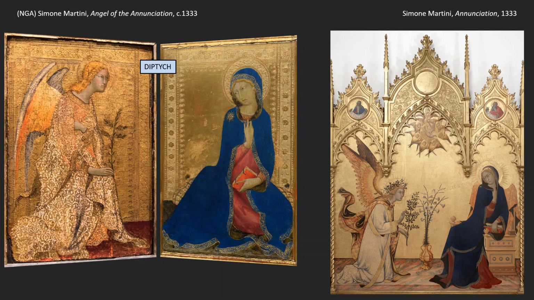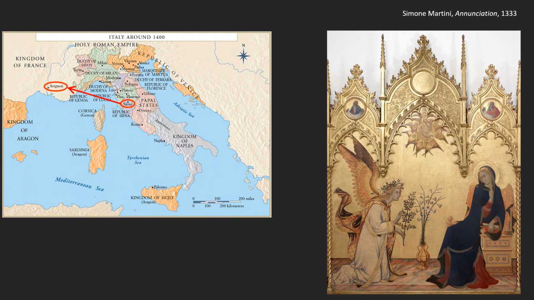Simone Martini is an important artist, not only because he was asked by the city of Siena to make a work of art to flank Duccio's Maestà. That in and of itself puts him on the map, right? But Simone's greatest legacy comes from something a little bit more tangential.